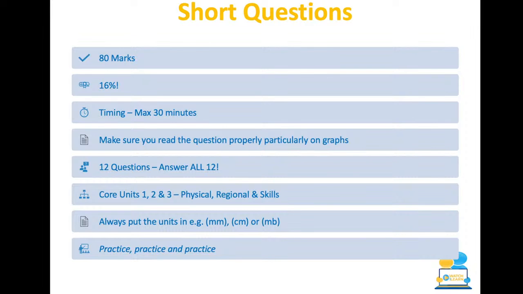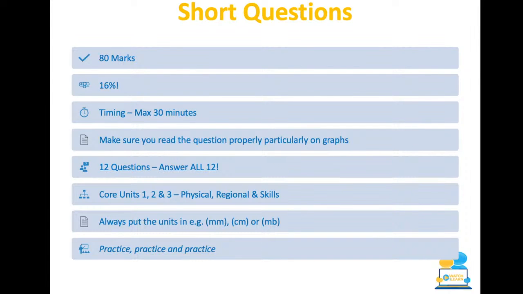But answer all 12. A question that I sometimes get is, what are the short questions made up of? What parts are they made up of? Well, they're made up of your core units: your physical, your regional, and your geographical skills. That's what makes up the short questions. So you won't find a short question on the elective or the option, because students in different schools will study different parts of the course. But everyone has to study the physical, regional, and geographical skills.